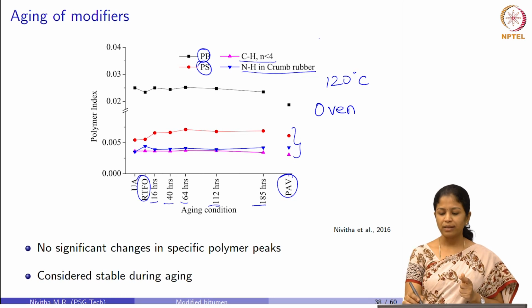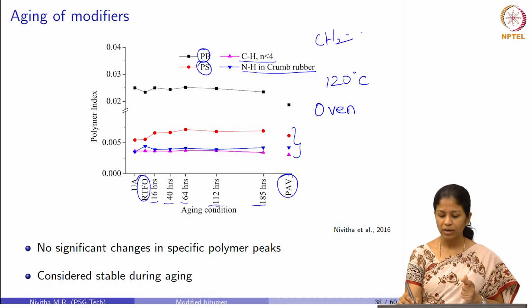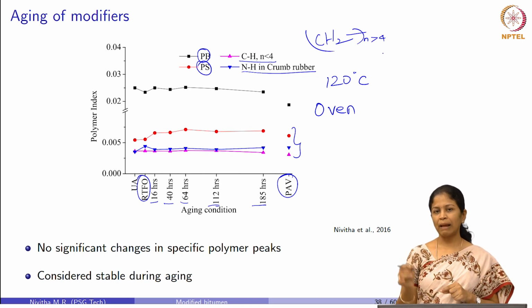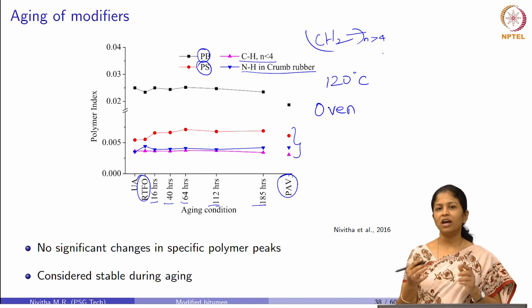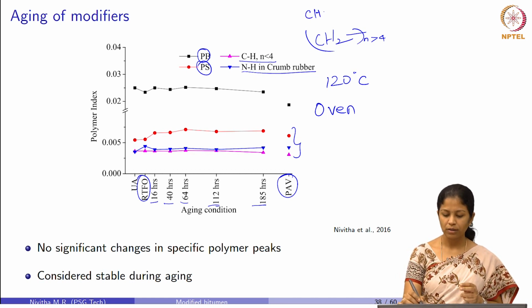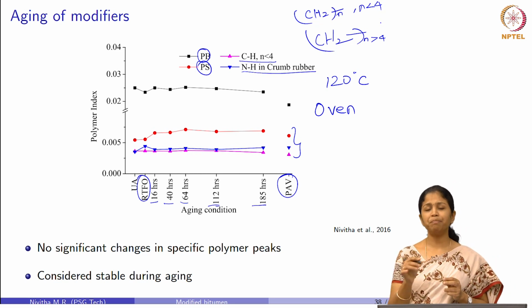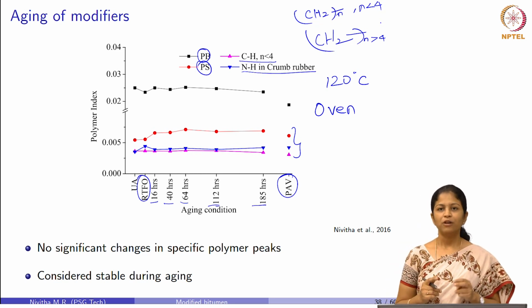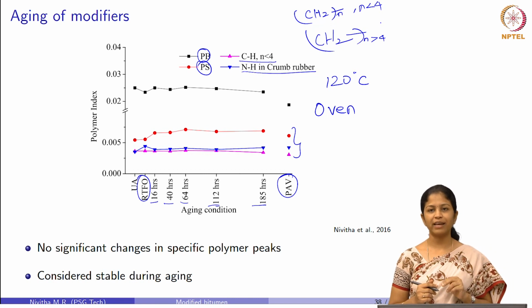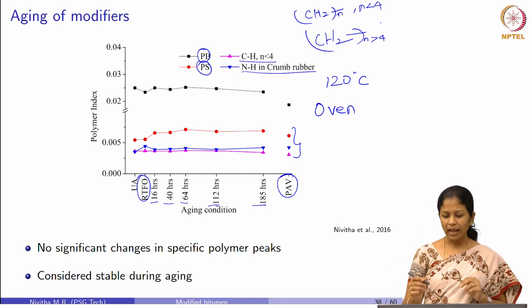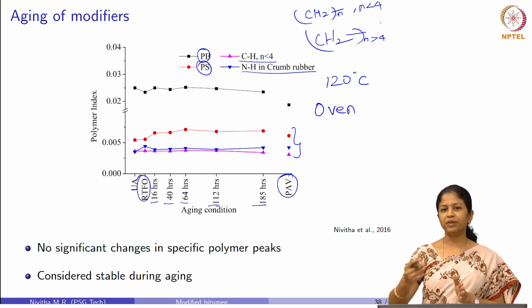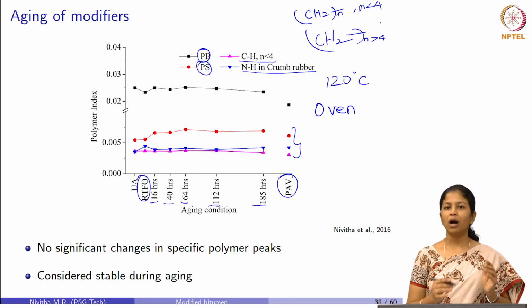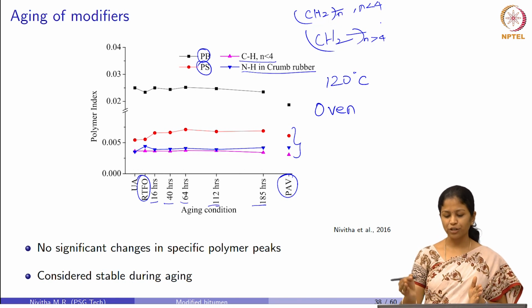In bitumen there are more peaks corresponding to CH2 where n is greater than 4. But in the case of this plastomer, we were also able to see a lot of peaks corresponding to CH2 where n is less than 4. So, this peak was used to represent the plastomer. These were the 4 peaks which were considered in the case of modified bitumen, and these peaks were monitored at different aging conditions. So, let us now see how the polymer index varies as a function of aging.